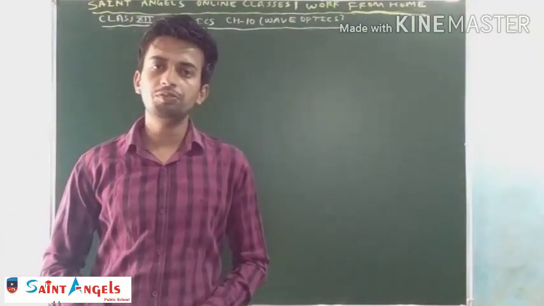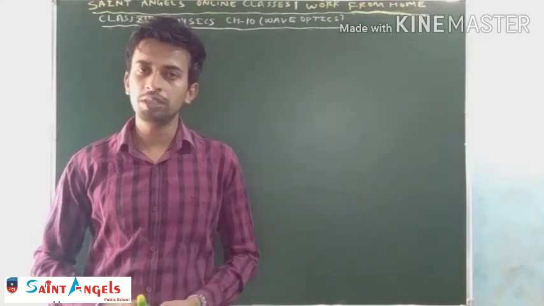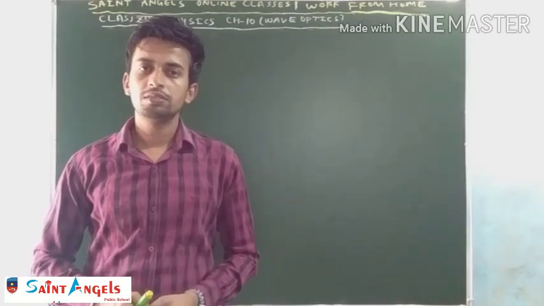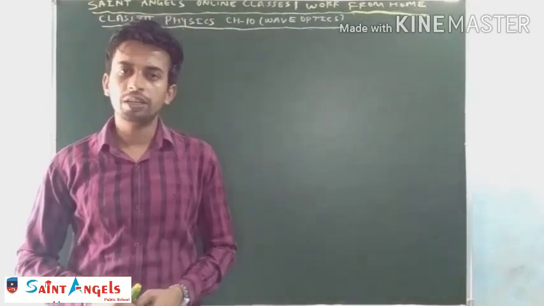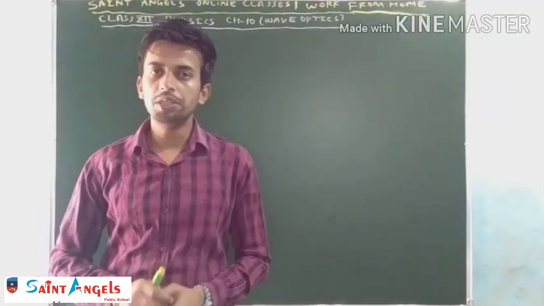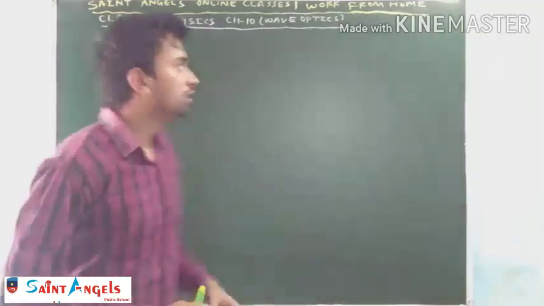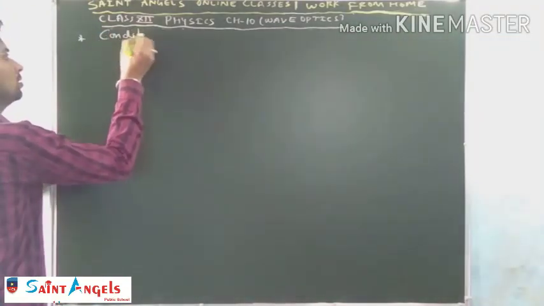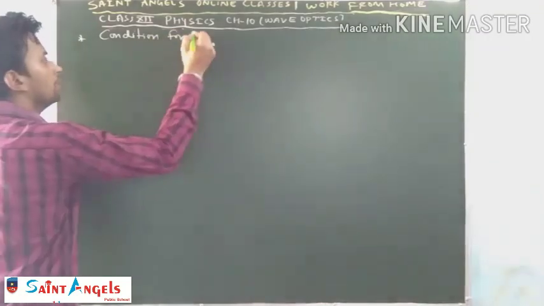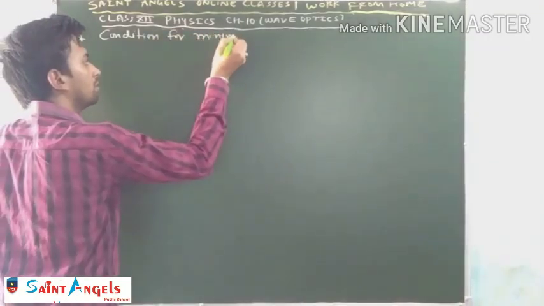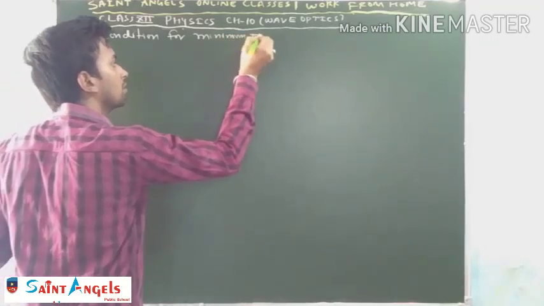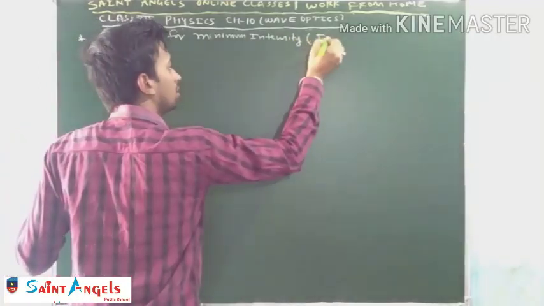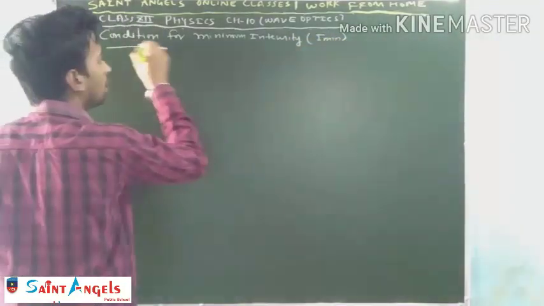Student, in the previous video we discussed the condition for maximum intensity. In this video we will discuss the condition for minimum intensity when two waves are superposed at a point, and obtain the value of minimum intensity also. So let's start. Condition for minimum intensity.